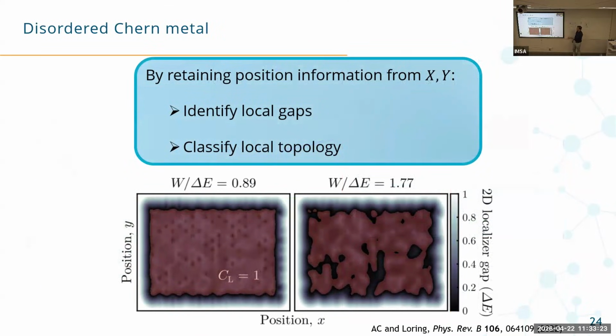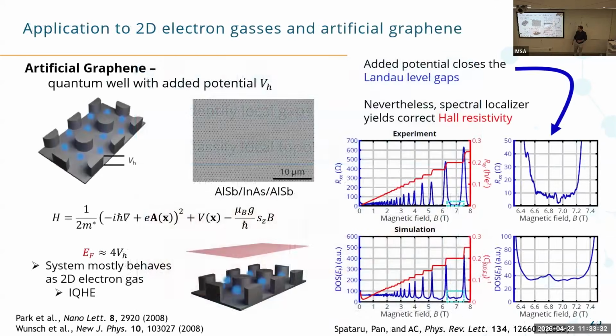You can do this in a disordered system, identify local gaps, classify local topology. You can find, say, islands that turn on disorder where topology has changed. You can do this in an experiment. So this is artificial graphene.